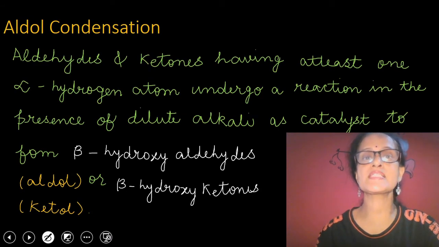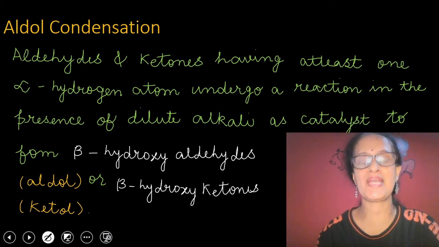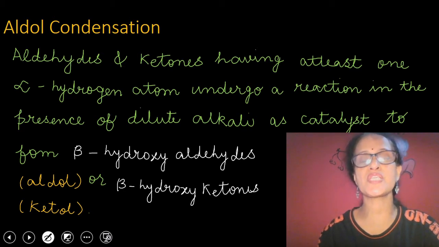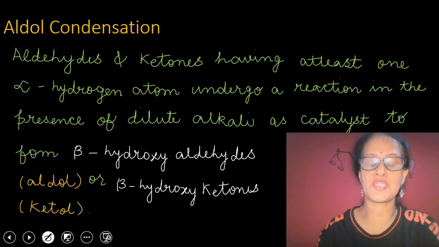Students, aldol condensation is shown by only those aldehydes and ketones which contain at least one alpha hydrogen atom. So when such aldehydes which contain at least one alpha hydrogen atom are treated with a dilute alkali like NaOH or Ba(OH)2, etc., this dilute alkali acts as a catalyst.